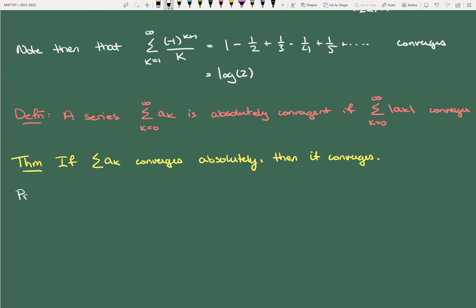And the proof of this is exactly the same as the improper integral proof. We just have to adapt it: everywhere we see an integral, we put a sum, those sorts of things. So let's say, let b_n be the sum from k equals 0 to n of a_k plus the absolute value of a_k. It's the partial sums of this series.